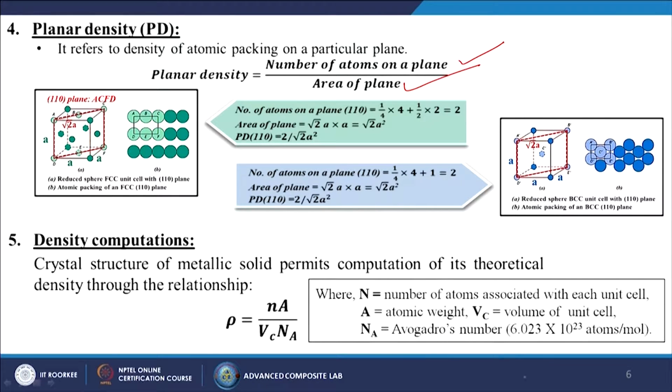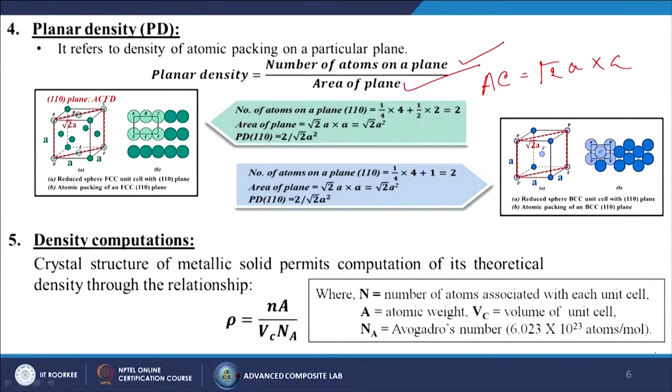And what is the area of the plane? A to C is root over 2 A, into the height, that means A. So, the area is root over 2 A square. So, the planar density along the plane 110 is 2 by root over 2 A square.